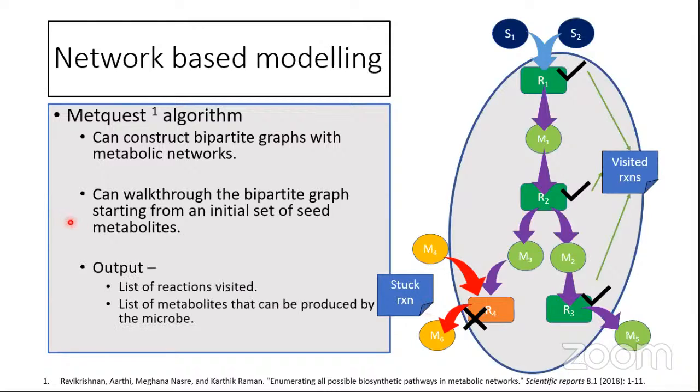So this MetQuest algorithm basically gives us an output: a list of visited reactions and a list of stuck reactions. It can also give the metabolic capability of a microbe, like what all metabolites can be produced and secreted by it.